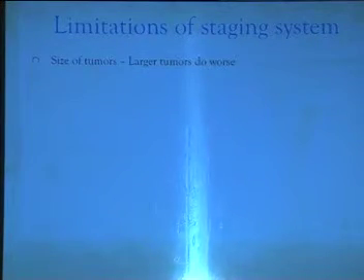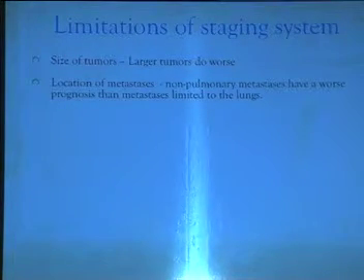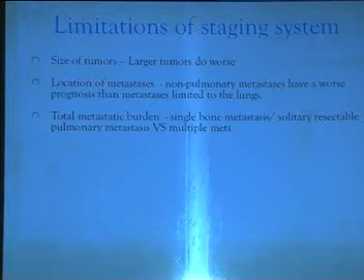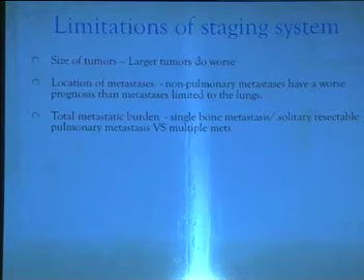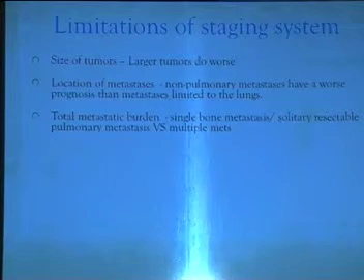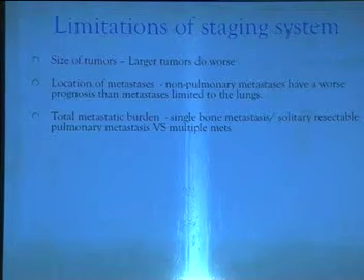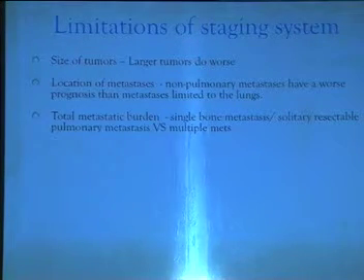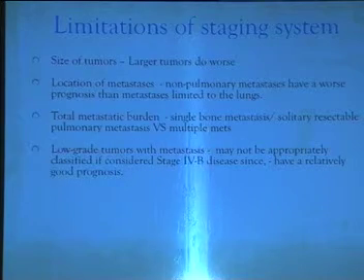So these systems are not foolproof. They have some limitations, like the size of the tumors. If the size is much, much larger, they may have worse prognosis, and that has not been included. Location of metastasis has not been included in the Enneking staging. Then total metastatic burden. We have classified the tumors like we have metastasis into the lung or to the bone, but the number of metastases and the magnitude of metastasis has still not been classified, because the patients who have solitary metastasis, their prognosis will be different from the patients who have multiple metastasis.